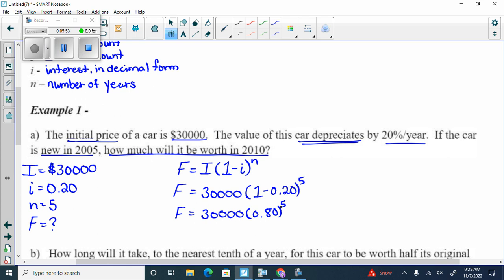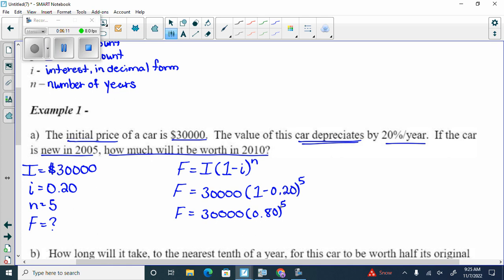Yes? Why is it 5 years, not 6? Because it was new in 2005. They want to know what it's worth in 2010, which is 5 years. Wouldn't you count 2005 when you're counting? No. It's not depreciating that year. It's depreciating the next year.